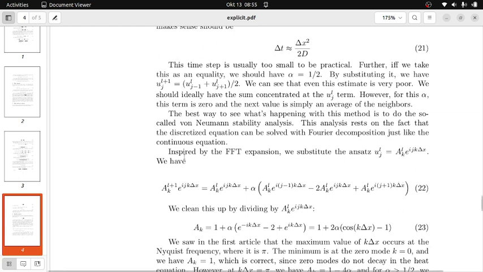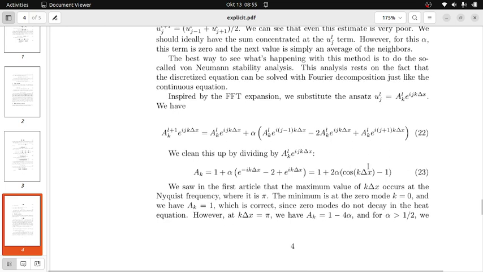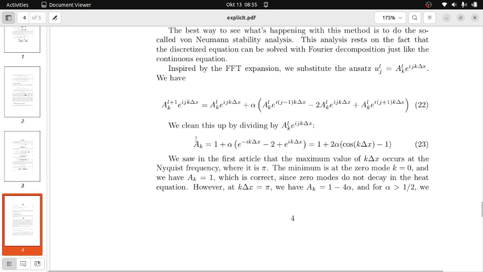If we substitute this, we have some kind of a mess, but we can clean this up by dividing by A_k^l e^(ijk delta x). When we do this, we have A_k = 1 + alpha (e^(-ik delta x) - 2 + e^(ik delta x)). Here we use the Euler identity, and then we replace this with 1 + 2 alpha (cosine(k delta x) - 1).